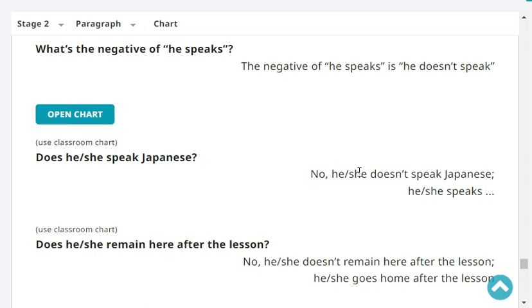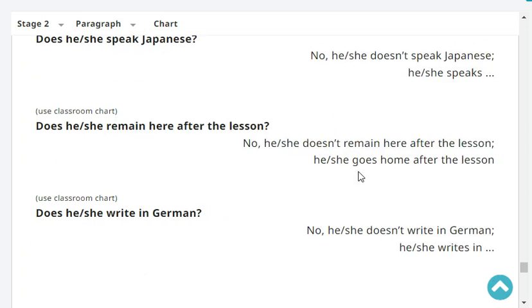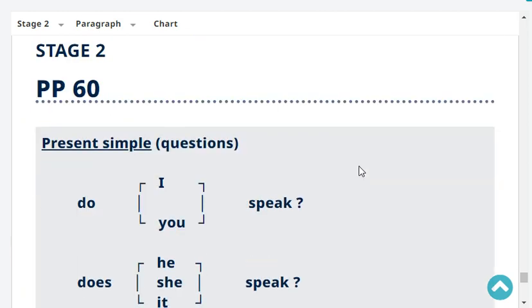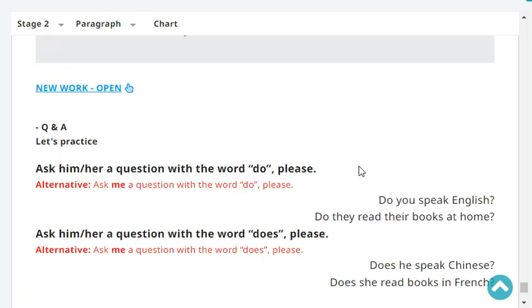Does she remain here after the lesson? No, she doesn't remain here after the lesson. She goes home after the lesson. Very good. Okay. Does she write in German? No, she doesn't write in German. She writes in English. Very good.